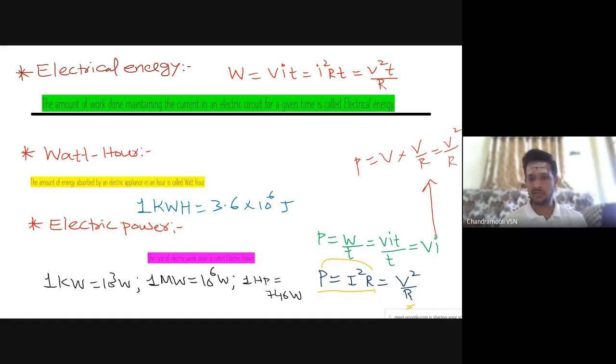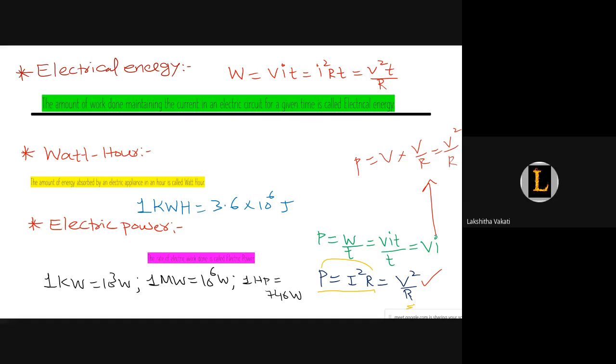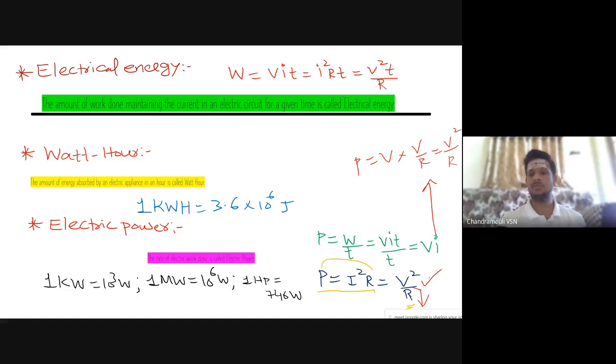The purpose of writing these formulas is, in the first formula, power is directly proportional to the resistance. In the second formula, the power is inversely proportional to the resistance. This is the formula which we use for power transmission. P is equal to V square by R. By keeping more voltage, resistance is less, and power is more. If resistance is less, power will be more. So power transmission will become easier.